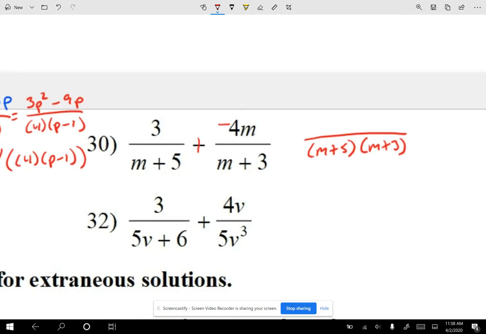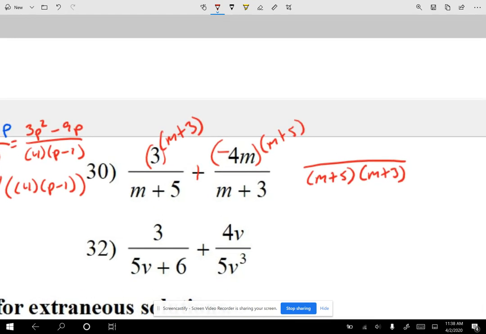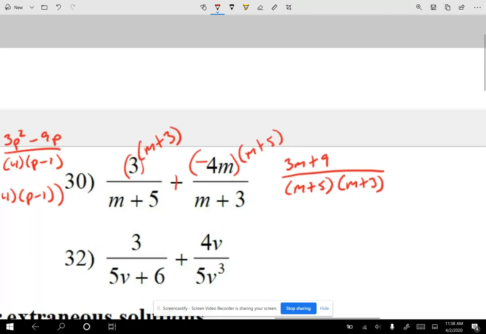All right, looking at the first fraction, I see the two parentheses I have on my LCD. And I say, well, I have the n plus 5, so I don't have to worry about it. But I'm asking myself, what do I need? I need an n plus 3. So let's multiply the top by n plus 3. Looking at the second fraction, I have the n plus 3. But let me multiply the top by n plus 5. You multiply it by whatever it is that you don't have. All right, so looking at the first fraction, I'm going to get 3m plus 9. From the second fraction, I'm going to have a negative 4m squared minus 20m.